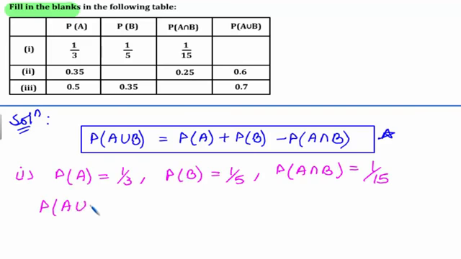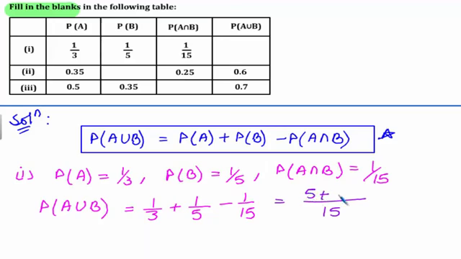Now from the formula, probability of A union B is equal to probability of A, that is 1 upon 3, plus probability of B, which is 1 upon 5, minus probability of A intersection B, which is 1 upon 15. Now the LCM is 15 in this case, and the numerator we get 5 plus 3 minus 1, which is equal to 7 upon 15. Therefore, probability of A union B is 7 upon 15.